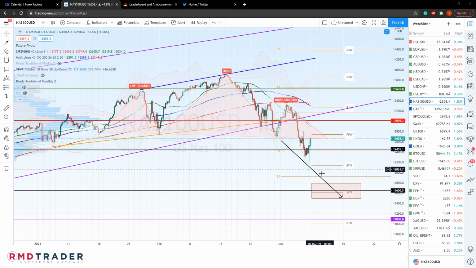The full head and shoulders target is all the way down at 11,500, with an interim target near the weekly S1 pivot at 12,140.